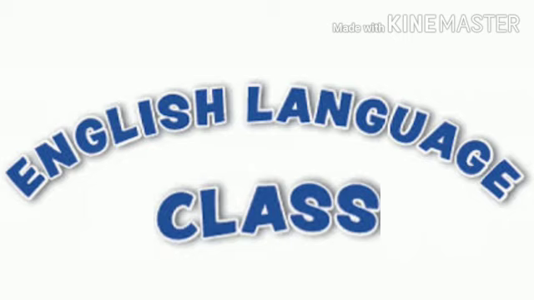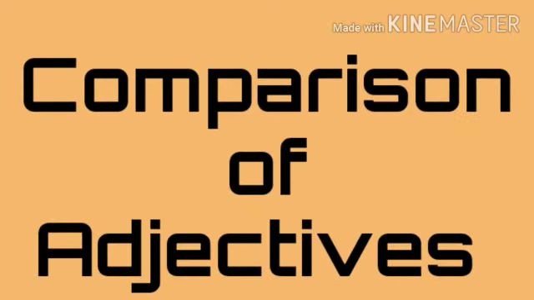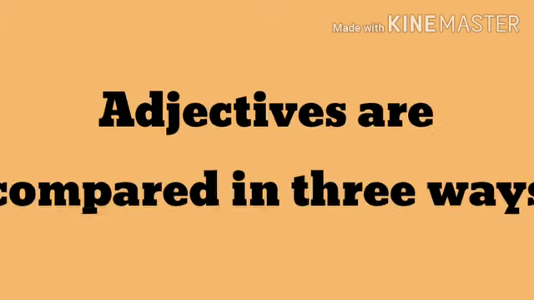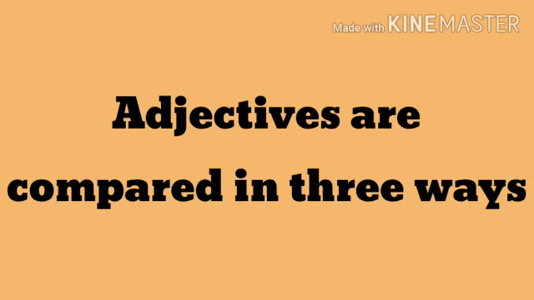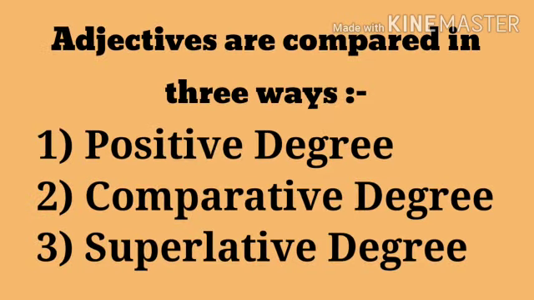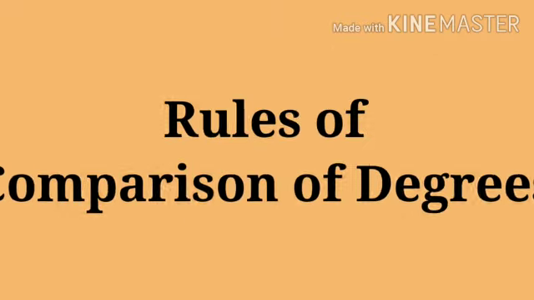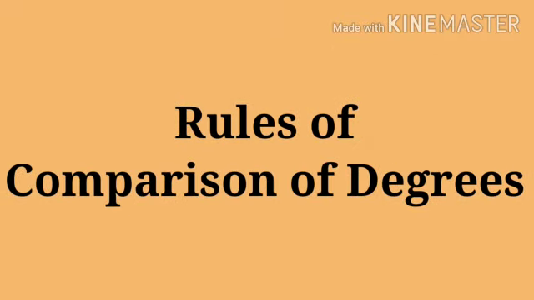Children, today in English language class, I will be continuing with the same topic, that is comparison of adjectives, of which we have already seen the videos. In the previous video, we have seen that adjectives are compared in three ways: positive degree, comparative degree, and superlative degree. Today I will be explaining some rules of comparison of degrees. So let's see, children, what are they?